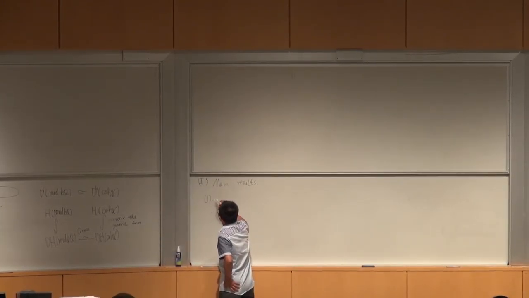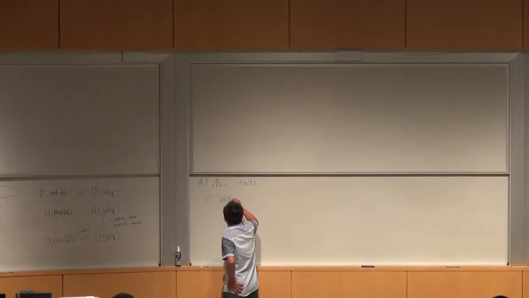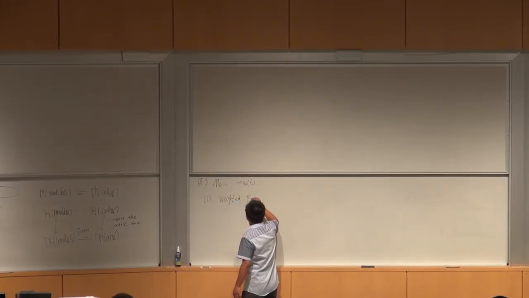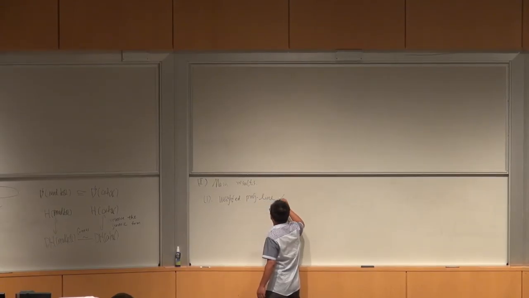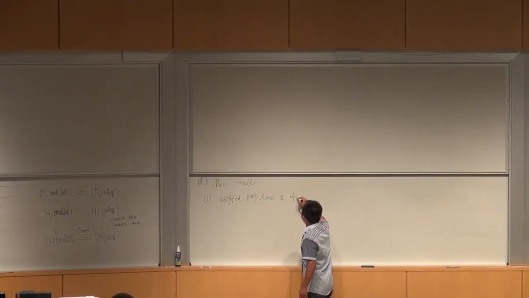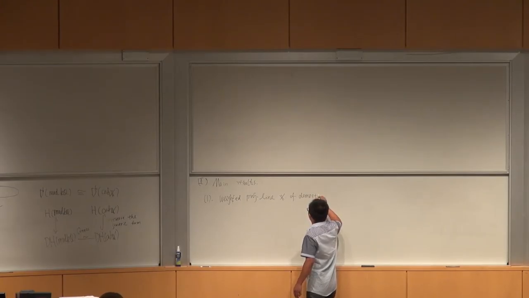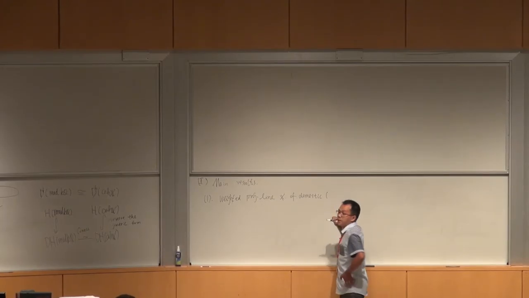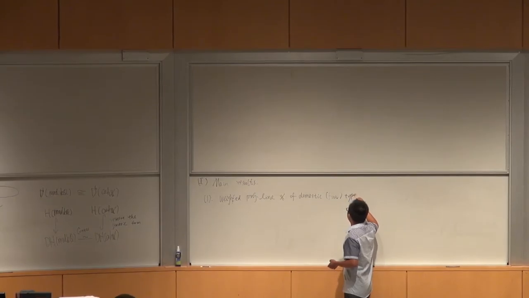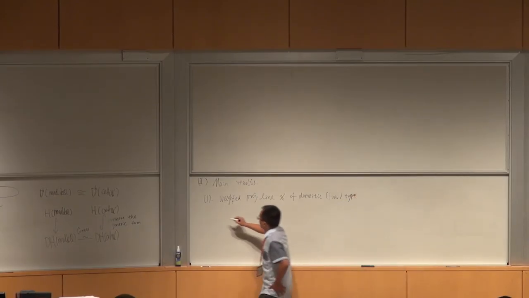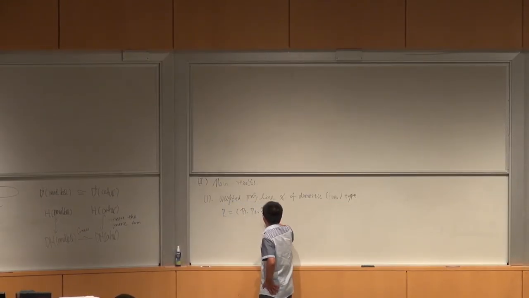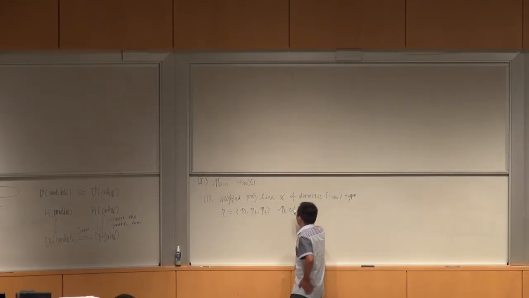First of all, we need to recall the definition of weighted projective line. We only consider the domestic type, because in this case these are related to the tame quiver. But in Oppermann's talk, he also called it the finite type. We are given a sequence of integers p1, p2, and p3, with each pi greater than or equal to 1.